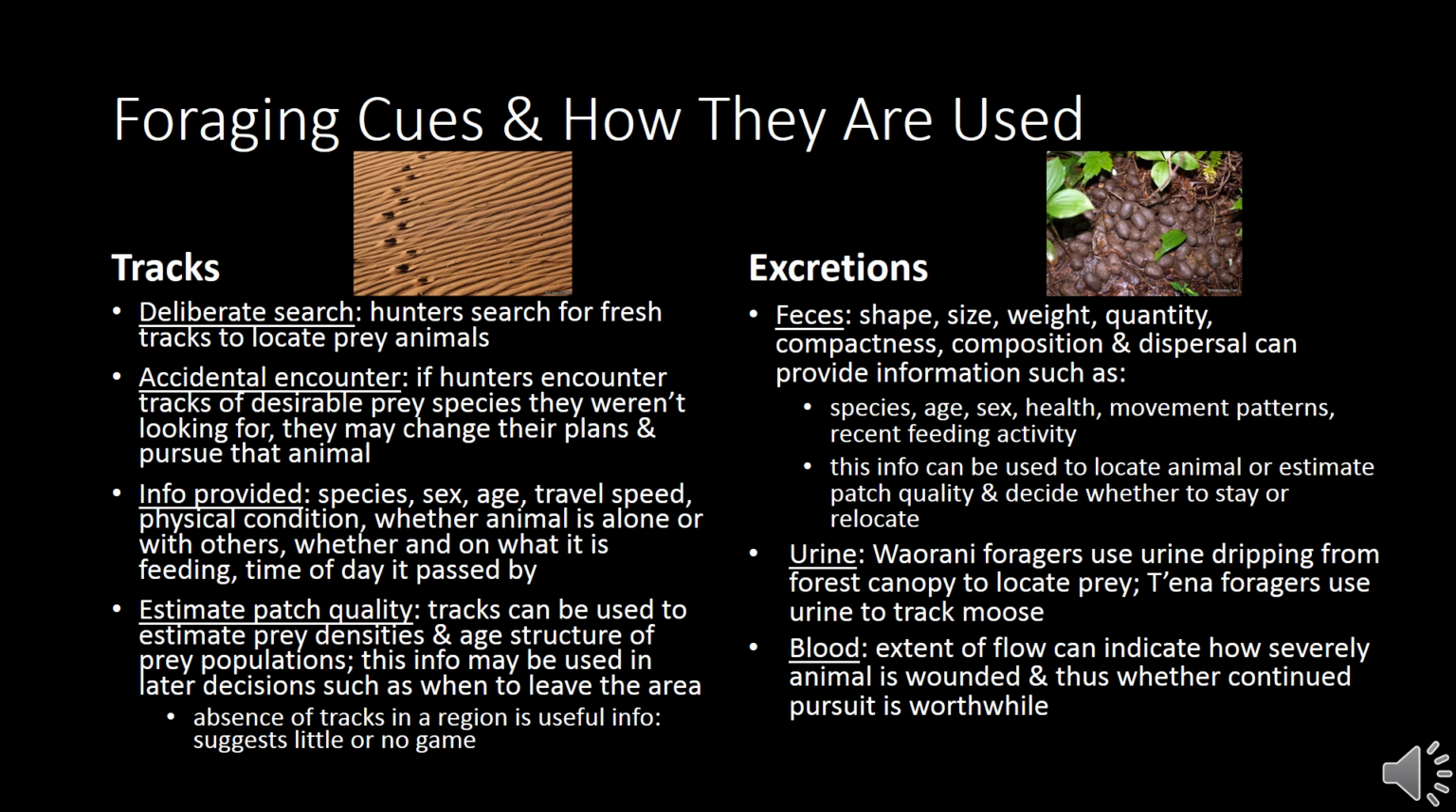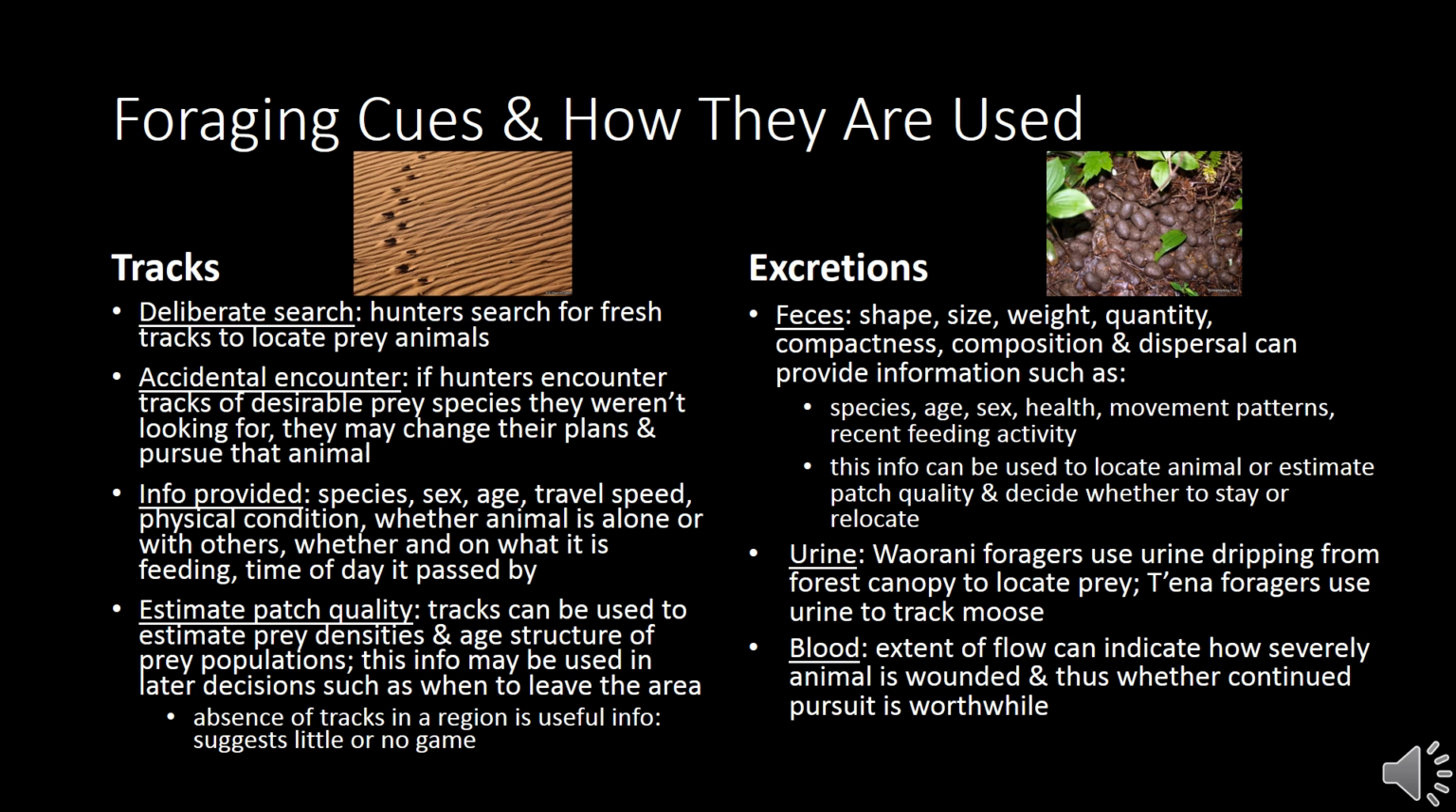Like tracks, excretions are widely used to acquire information about resources. The shape, size, weight, quantity, compactness, composition, and dispersal of droppings can all provide useful information, such as species, sex, age, health, recent movement patterns, and recent feeding activity. The latter is useful because if you know what type of plant an animal has been eating, you can look for the animal in places where that plant grows.